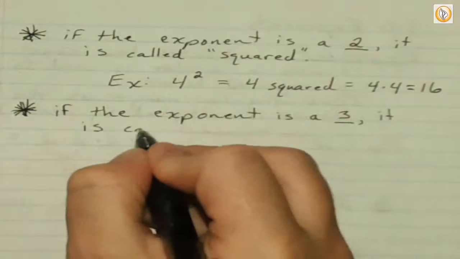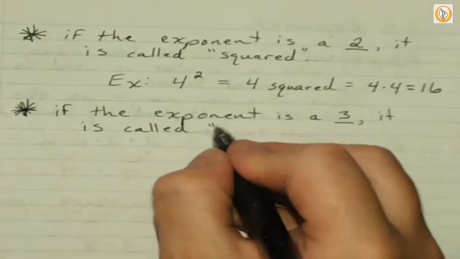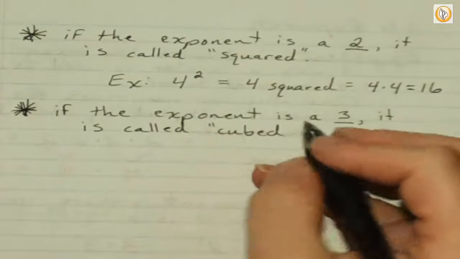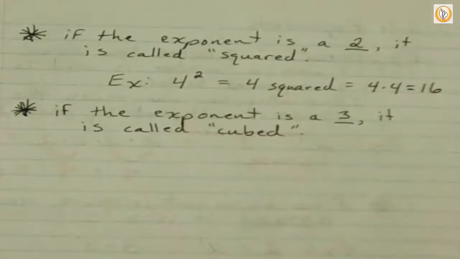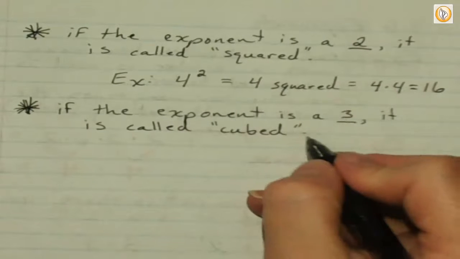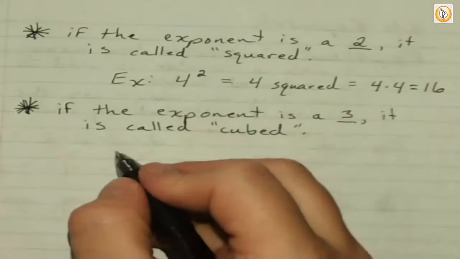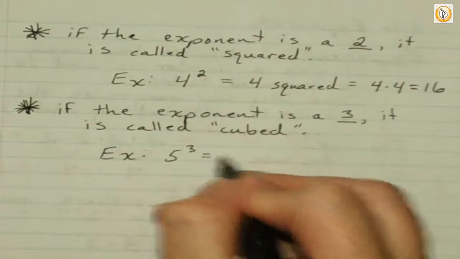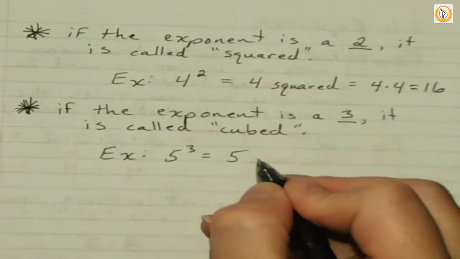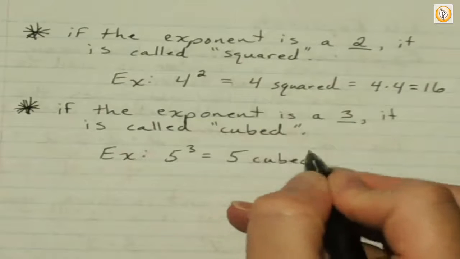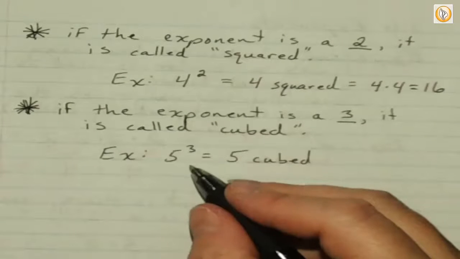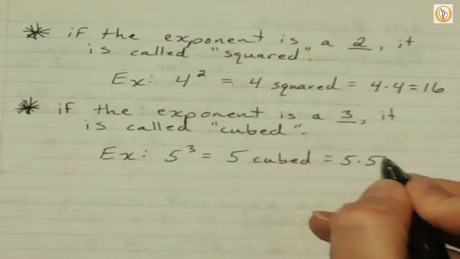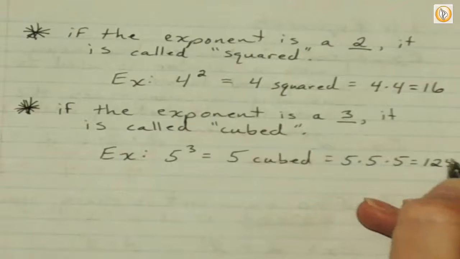Okay, if the exponent is a 3, it is called... anyone remember? Raise your hand, young lady. Cubed. Good job. Cubed. Example. 5 cubed is said as 5 cubed. 5 to the power 3 or 5 to the 3rd power is 5 cubed, which is 5 times 5 times 5, which is 125.